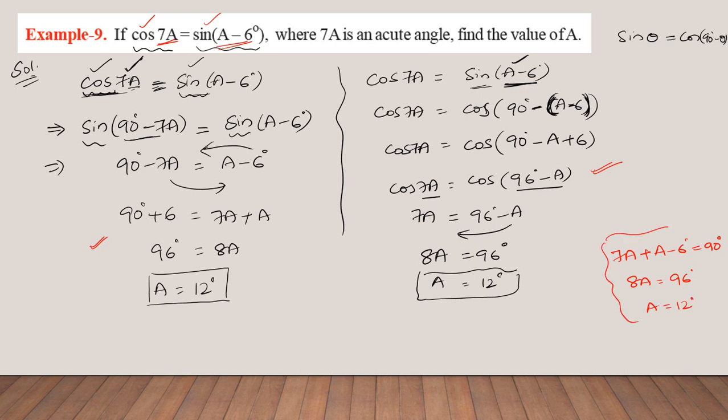So when this particular question is asked for half mark bit or 1 mark bit, just go with this approach. Simply take the angles, add them and make it equal to 90 degrees. From that you are going to get the value of a. I hope you have understood both the approaches, right?